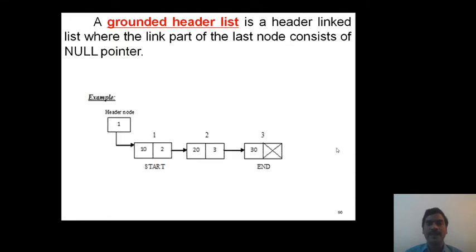Now it shows the diagrammatic representation of a grounded header linked list. So here, this one is the header node. So header node always stores address of the starting node. Here, link part of the last node is filled with null pointer. Hence, it is referred as grounded header linked list.